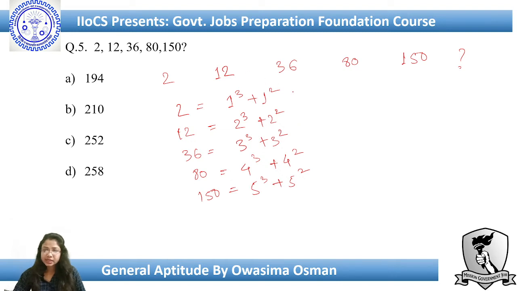So this is the pattern this series is following, that is every term is the addition of the cube and square of a consecutive number. So our next term will be 6 cube plus 6 square. That is, if we do 6 cube plus 6 square, we will get 252. So our answer is option C. Okay.